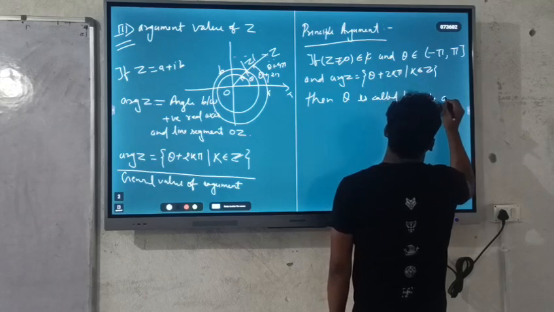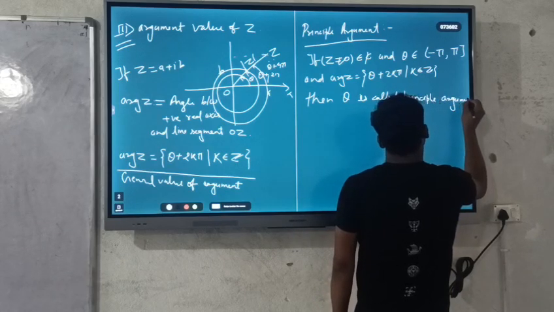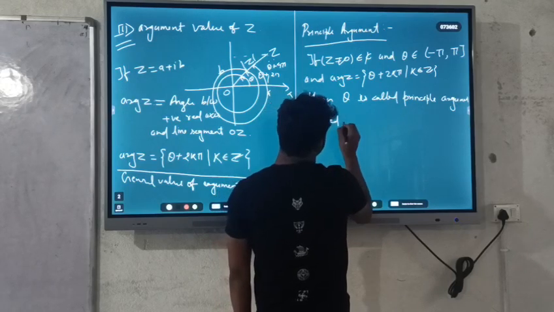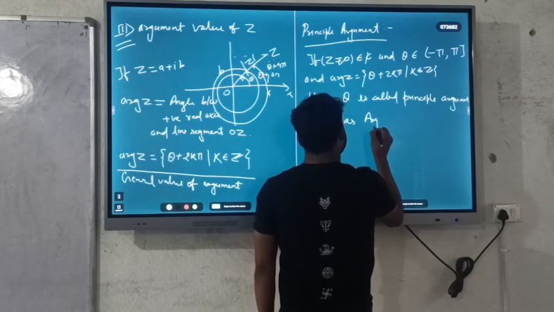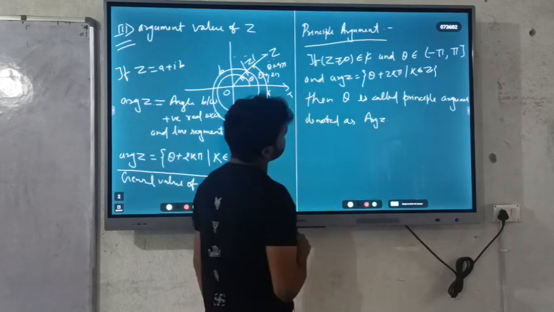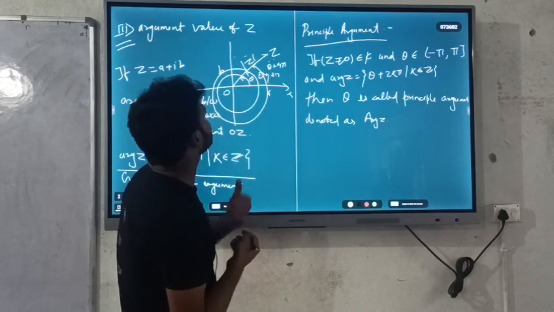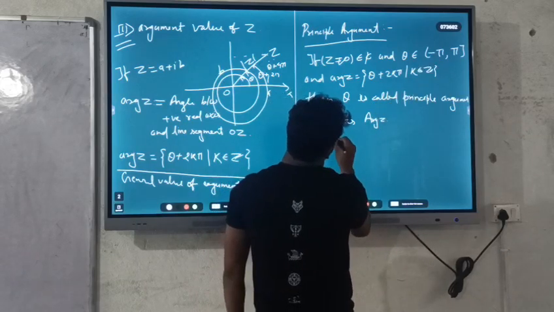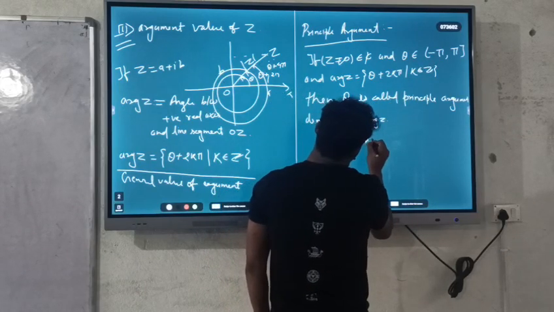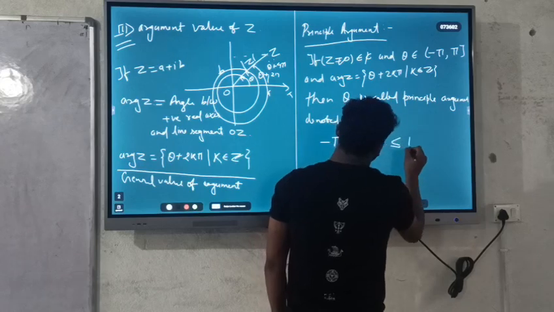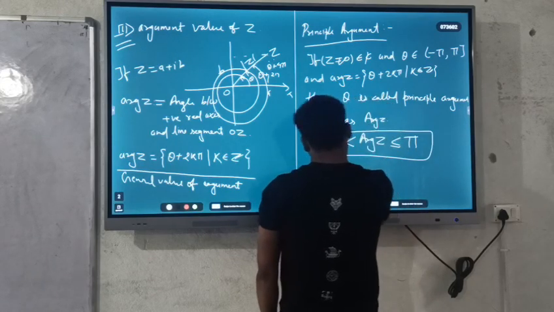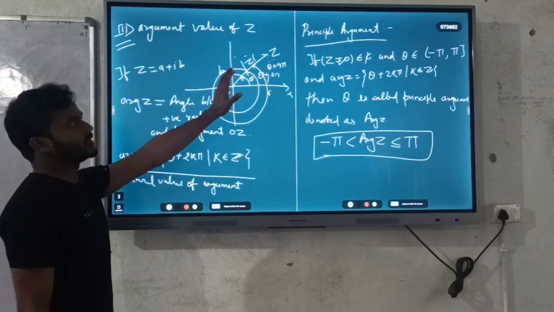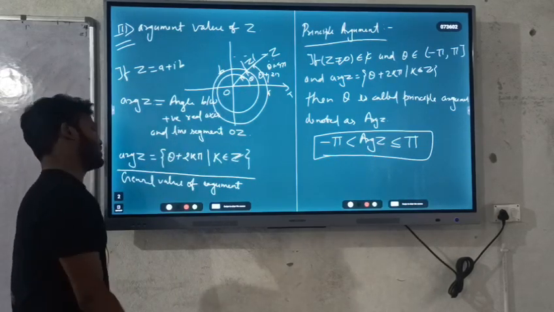then that theta is called the principal argument, denoted as Arg z. So what is the principal argument? Principal argument is a value of argument such that theta belongs to minus pi to pi. So we have to remember that the principal argument lies in this interval. The value of argument that lies between minus pi and pi is called the principal argument.